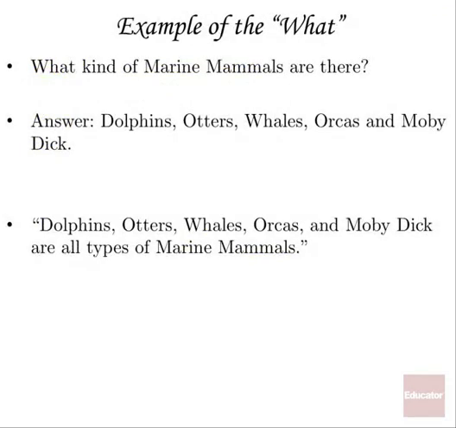So, let's get an example of what. What kinds of marine mammals are there? Okay, well, let's answer that question. We got dolphins, otters, whales, orcas, and Moby Dick. And I'm going to form a fairly rough thesis here. Dolphins, otters, whales, orcas, and Moby Dick are all types of marine mammals. So there's an example of a very rough thesis. And I'd like you to look at that and tell me if you think that's a good thesis yet.